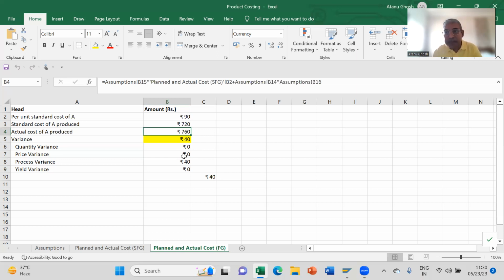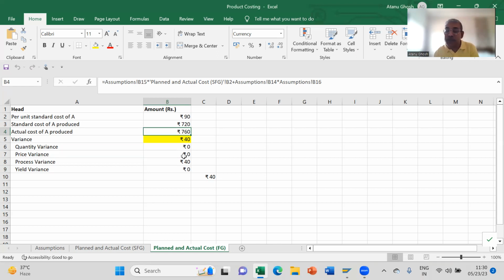At actual price. Now that is not fair, because if you look at two separate processes of making B versus making A, the process of making A was only inefficient to the extent of 40 rupees, not to the extent of 40 rupees plus 194 rupees. 194 rupees was the inefficiency of making B.